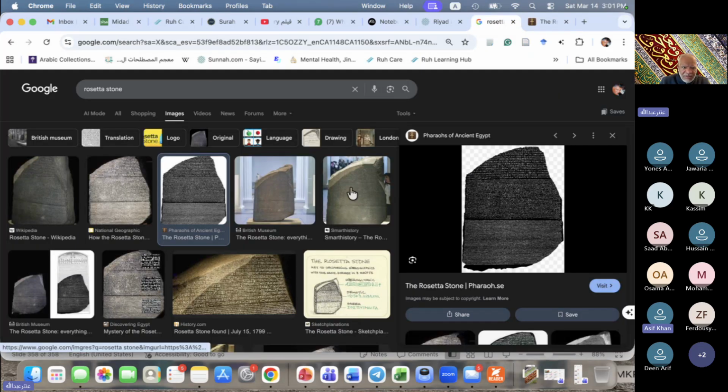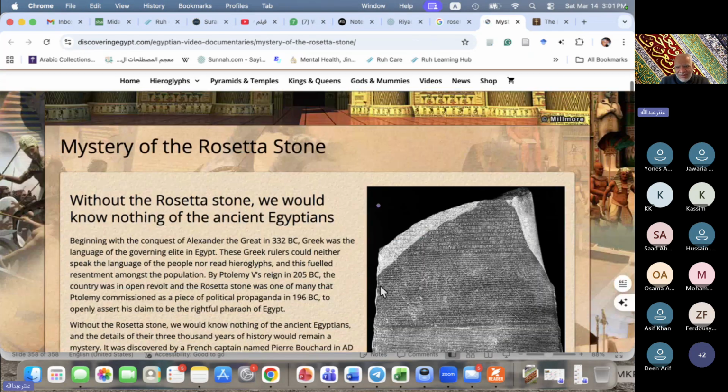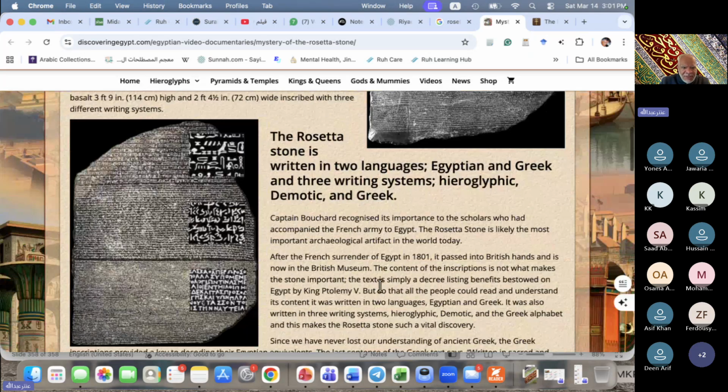It's in the British Museum. I saw it in the British Museum. Yes, it is. Subhanallah. So this is the one. Yeah, it's a bigger one here.